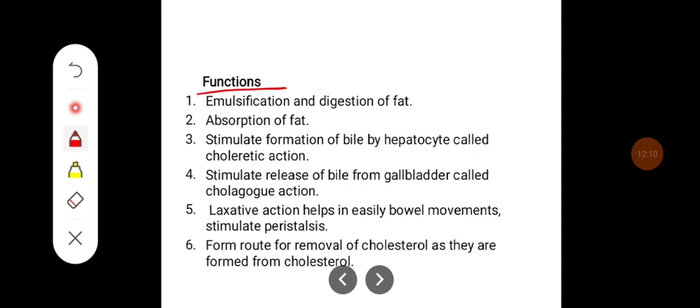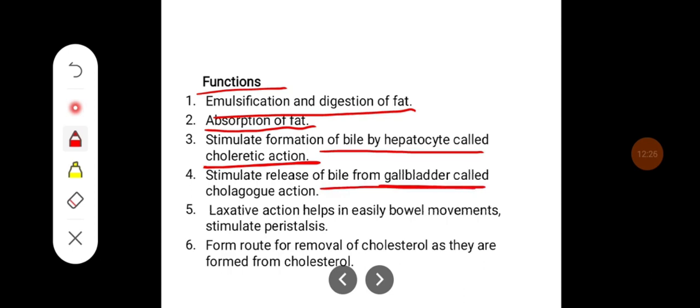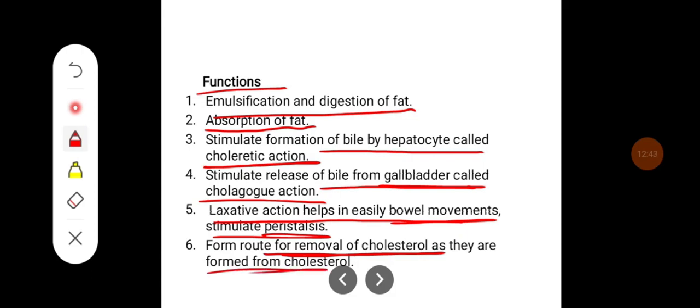Functions. They help in the emulsification and digestion of fat, and thus help in the absorption of fat. They stimulate the formation of bile in hepatocytes, called choleretic action, and they stimulate release of bile from the gallbladder, called cholagogue action. Laxative function helps in easy bowel movements and stimulates peristalsis. They are also the route for removal of cholesterol, as they are formed from cholesterol.